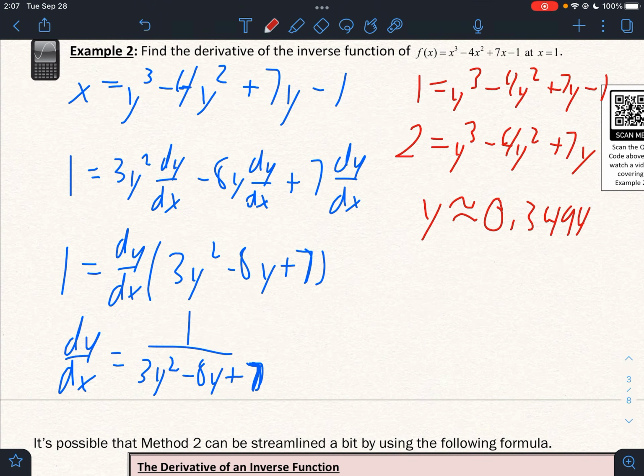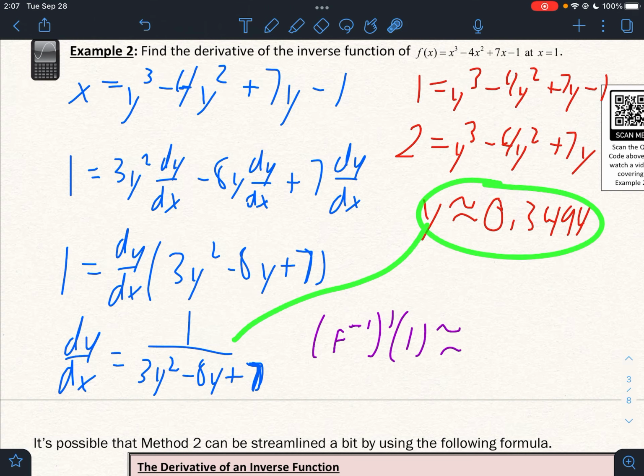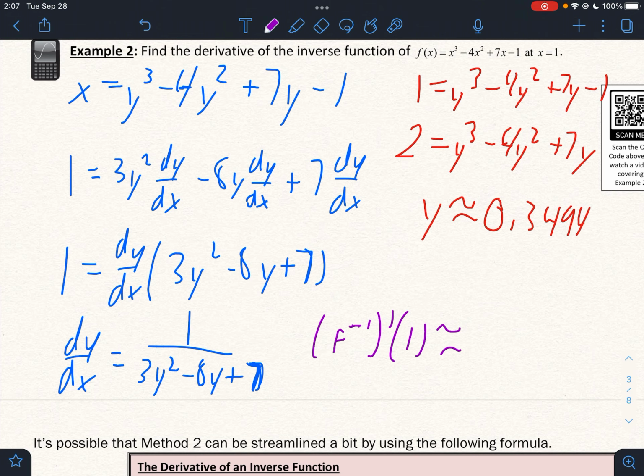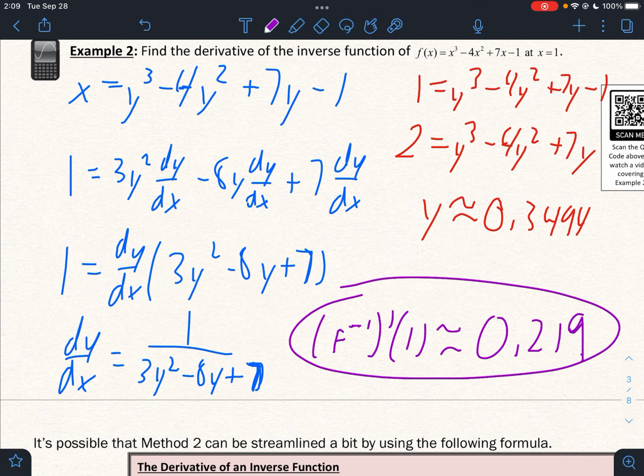Okay, so then what we're going to do, finally, is find our derivative at this point. If we want to write that properly, it would be f inverse prime of 1 is approximately, and what we're going to do is take this y value and put it in here. And of course, you are allowed to use your calculator for that as well. And we should get approximately 0.219. A little bit more complicated.